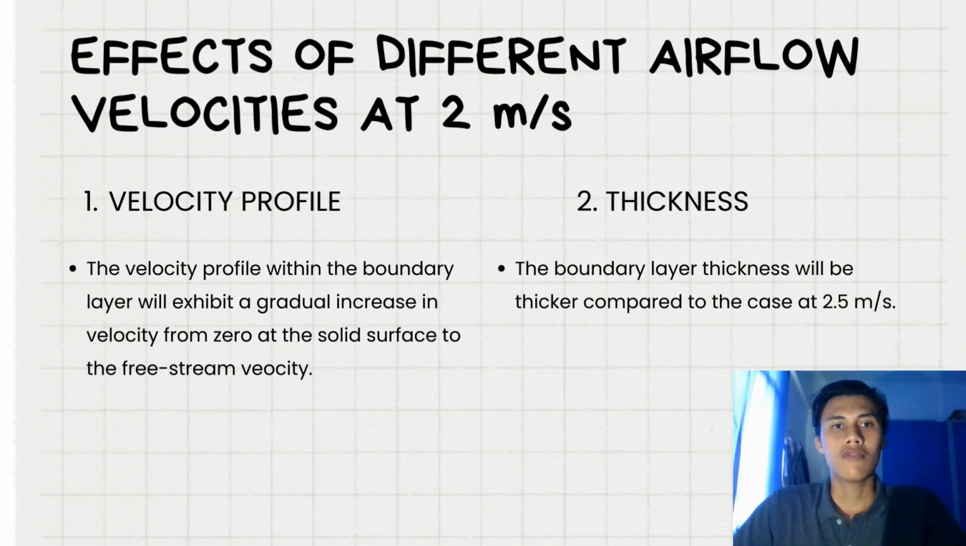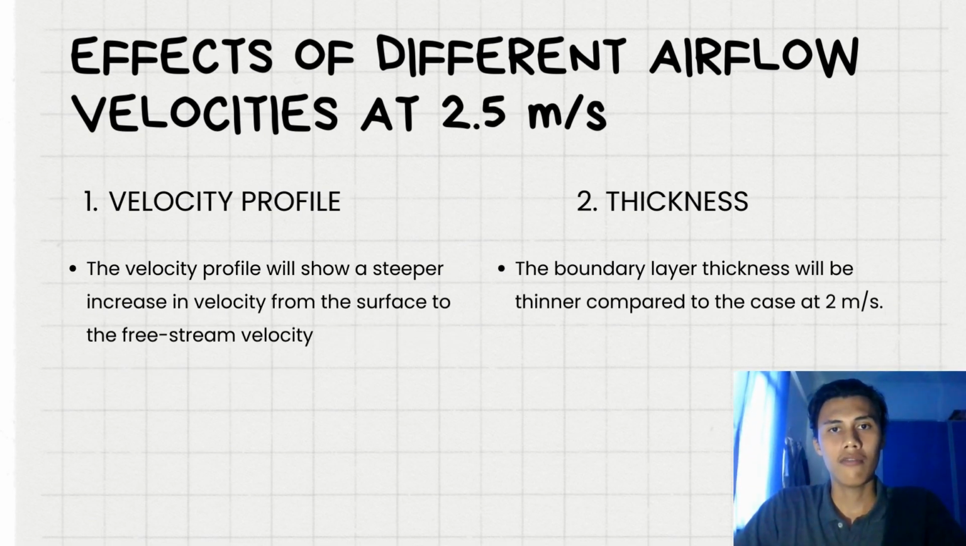Effects of different flow velocities at 2 meters per second. Okay, let's go for the velocity profile. The velocity profile within the boundary layer will exhibit a gradual increase in velocity from 0 at the solid surface to the free stream velocity. The velocity gradient near the surface will be relatively gentle, indicating a slower transition from the stationary to free stream flow. For boundary layer thickness at 2 meters per second, the boundary layer will be thicker compared to the case at 2.5 meters per second. The slower airflow velocity allows a more gradual build-up of the boundary layer.